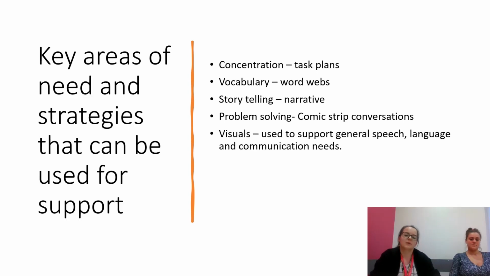So now we're going to spend some time going through the key areas of difficulty that we see most often with secondary aged pupils, as well as some strategies that you can use to support those specific areas of need. They can be used in the classroom, either for that specific child or as a whole class, or they can be used in separate learning time if the child's being taken out of class.